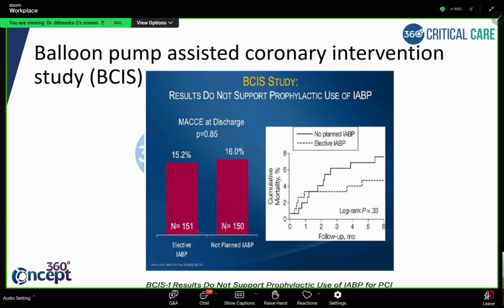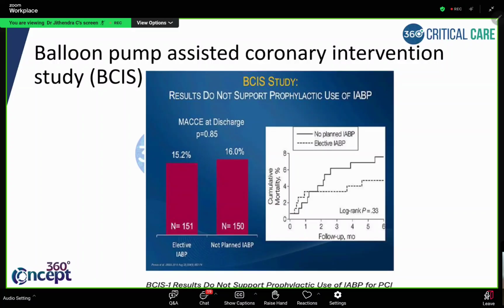So this is the study. They saw any patient going to PCI, any high risk patient going for primary coronary intervention. They wanted to put IABP and see what the effect would be. This study also showed that with IABP versus without IABP, IABP was not much of a help. So there is no role for prophylactic use of IABP.